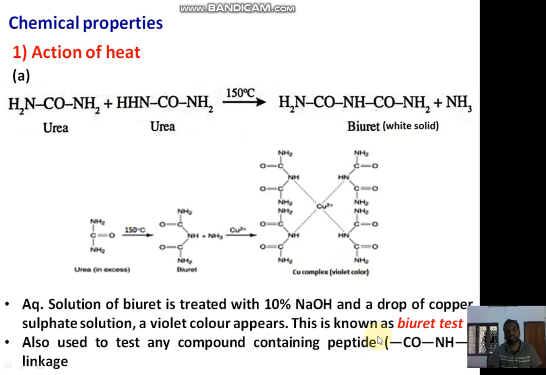So to detect the peptide bond in any compound, we can use this biuret test. If you heat urea, it will convert to biuret, and just add some sodium hydroxide and a drop of copper sulfate, it will give a violet color.